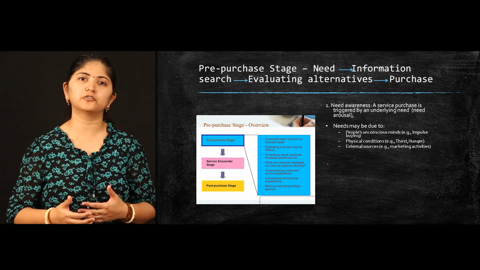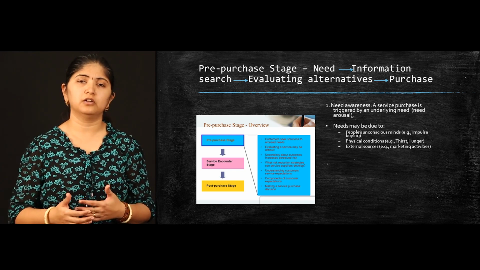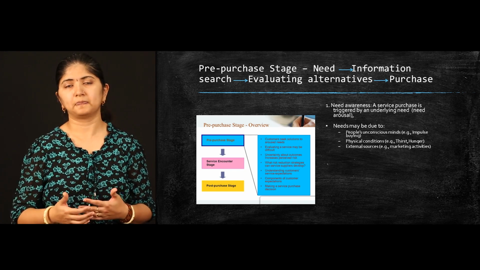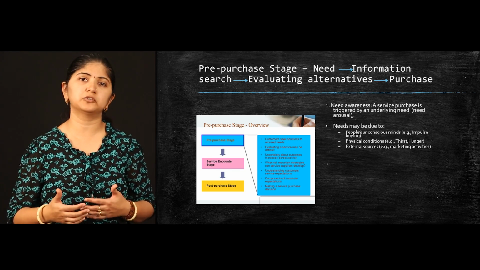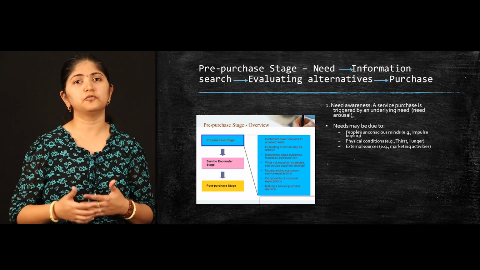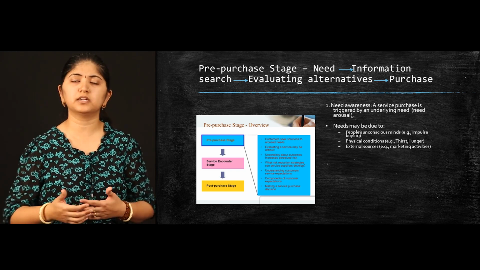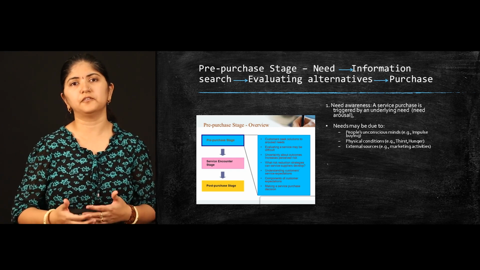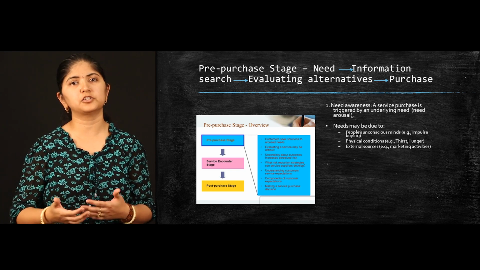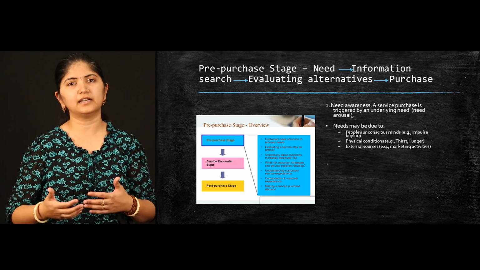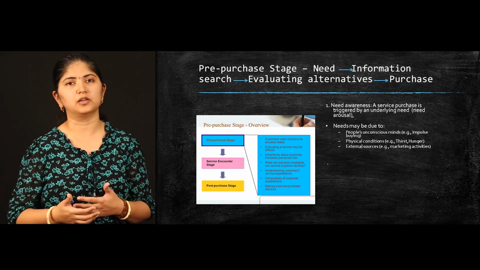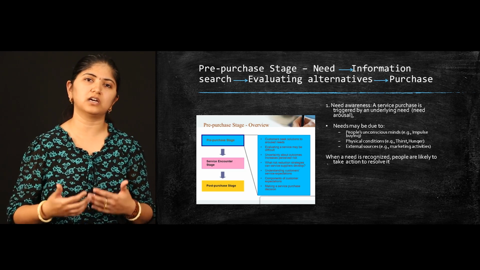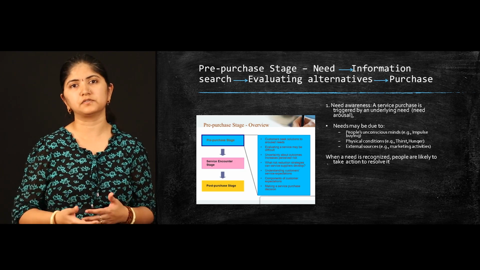Need can be triggered from your unconscious mind, from your physical elements, and from marketing efforts as well. In the case of the unconscious mind, the example could be impulse buying. In the case of physical elements, the example could be thirst or hunger. And in the case of marketing effort, your 4 P's, the efforts put in by the marketers, are examples of need arousal. As soon as the need arises, the customer starts searching for alternatives.